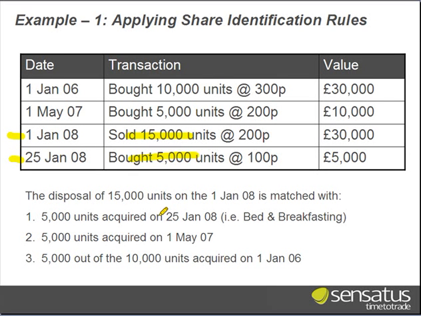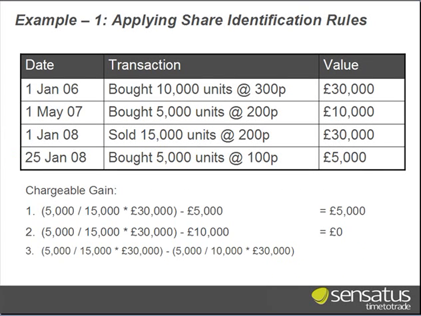Okay, so down below we'll see the breakdown as follows. 5,000 units acquired on the 25th of January are matched with the disposal on the 1st of January. Thereafter, 5,000 units acquired on the 1st of May are then matched with the disposal on the 1st of January. So we've now disposed of 10 out of the 15,000 units, and lastly then 5,000 out of the 10,000 units acquired on the 1st of January are matched against the disposal.